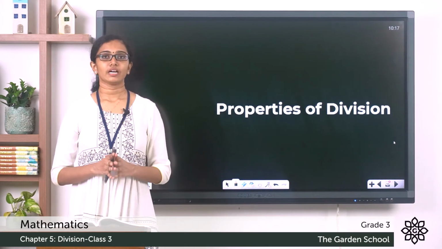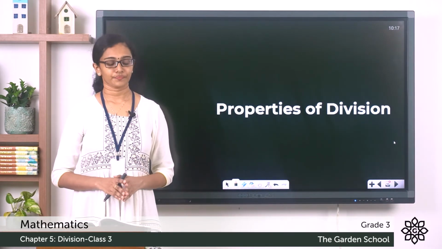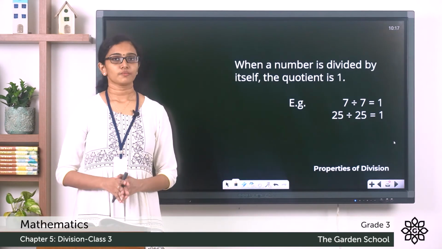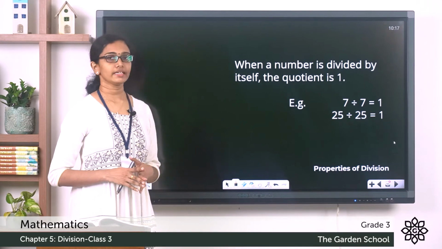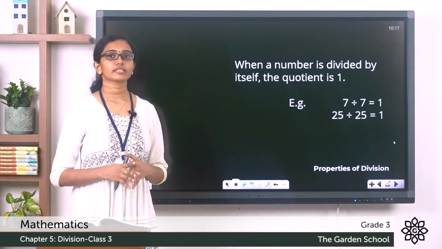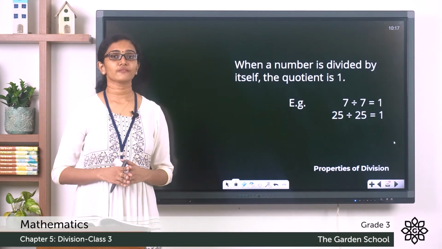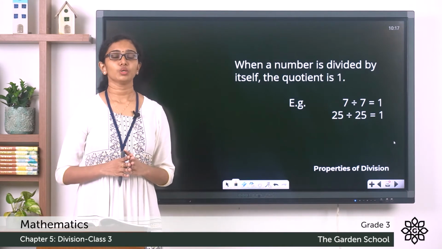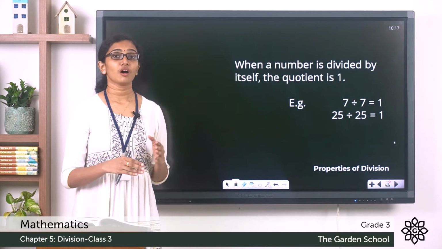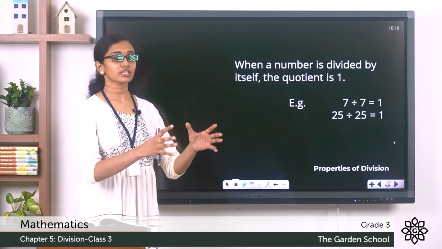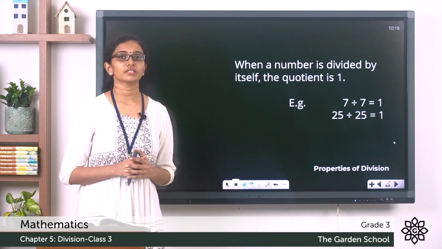Now let's learn a few properties of division. So the first property, it states that when a number is divided by itself, the quotient is 1. Suppose you have 3 flowers with you and you want to give all these 3 flowers to somebody. To how many persons can you give all these 3 flowers? To one person only, right?